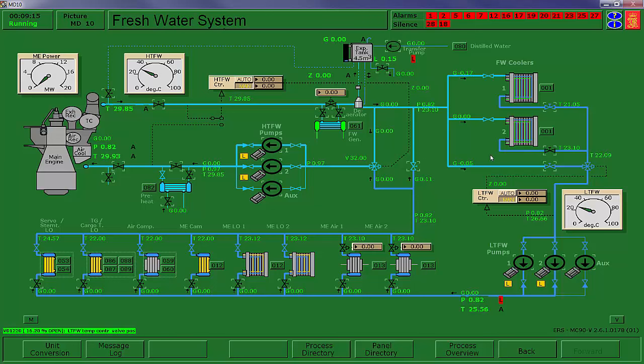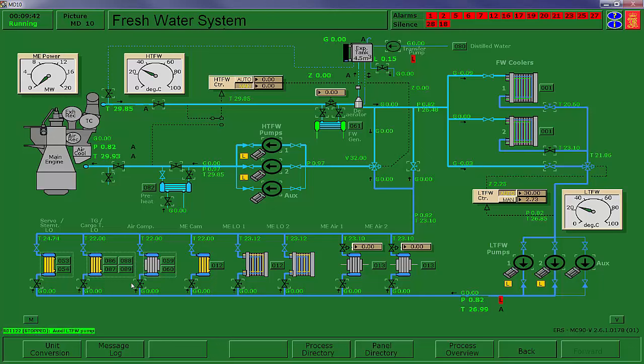What that does is, when the 3-way valve is trying to cool the water, it sends it through the freshwater cooler. If it's trying to bring the temperature up, it will bypass it. This is for the low temp freshwater. This is for high temp freshwater. Both of those should be open all the time for the system to work properly. The set point on low temp freshwater is 30. Go ahead and put it in auto.